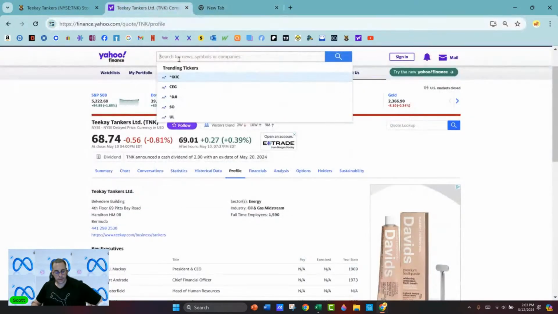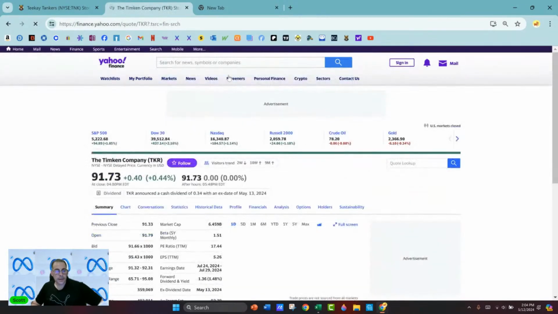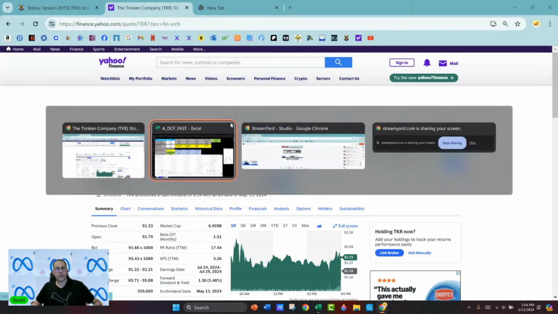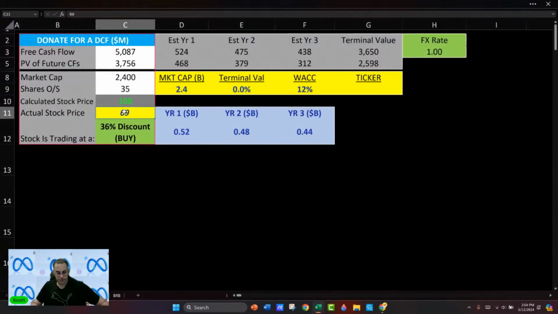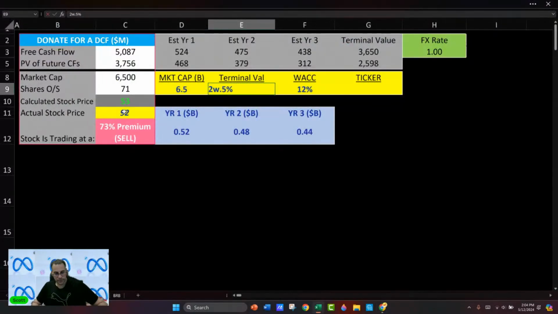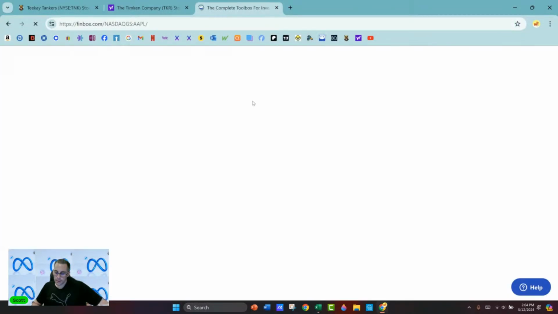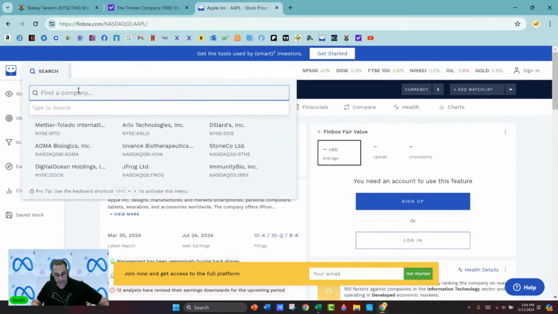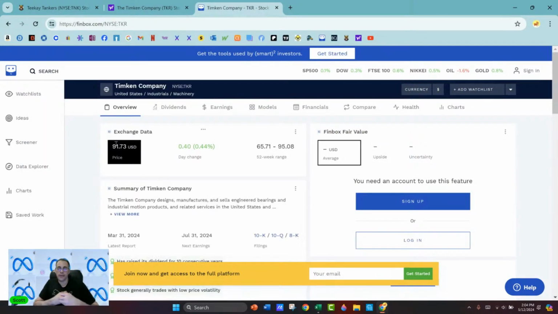TKR. The ticker. Damn it. TKR. That's a good ticker, TKR. Because if you had to shorten a ticker, you might do TKR.